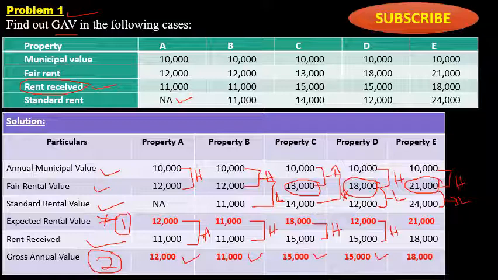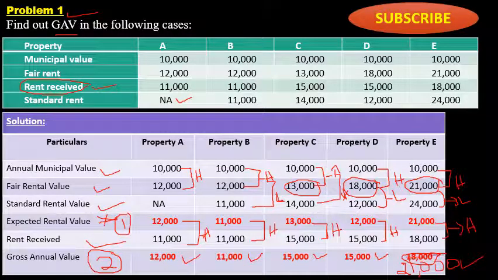And in case of property E, 21,000 or 18,000, whichever is the highest, the higher is 21,000. So make the corrections. I have written 18,000, entered as 18,000. The higher is 21,000. So here the gross annual value is 21,000, not 18,000. Okay, the higher of two, expected rental value or rent received, whichever is the highest, is the gross annual value.